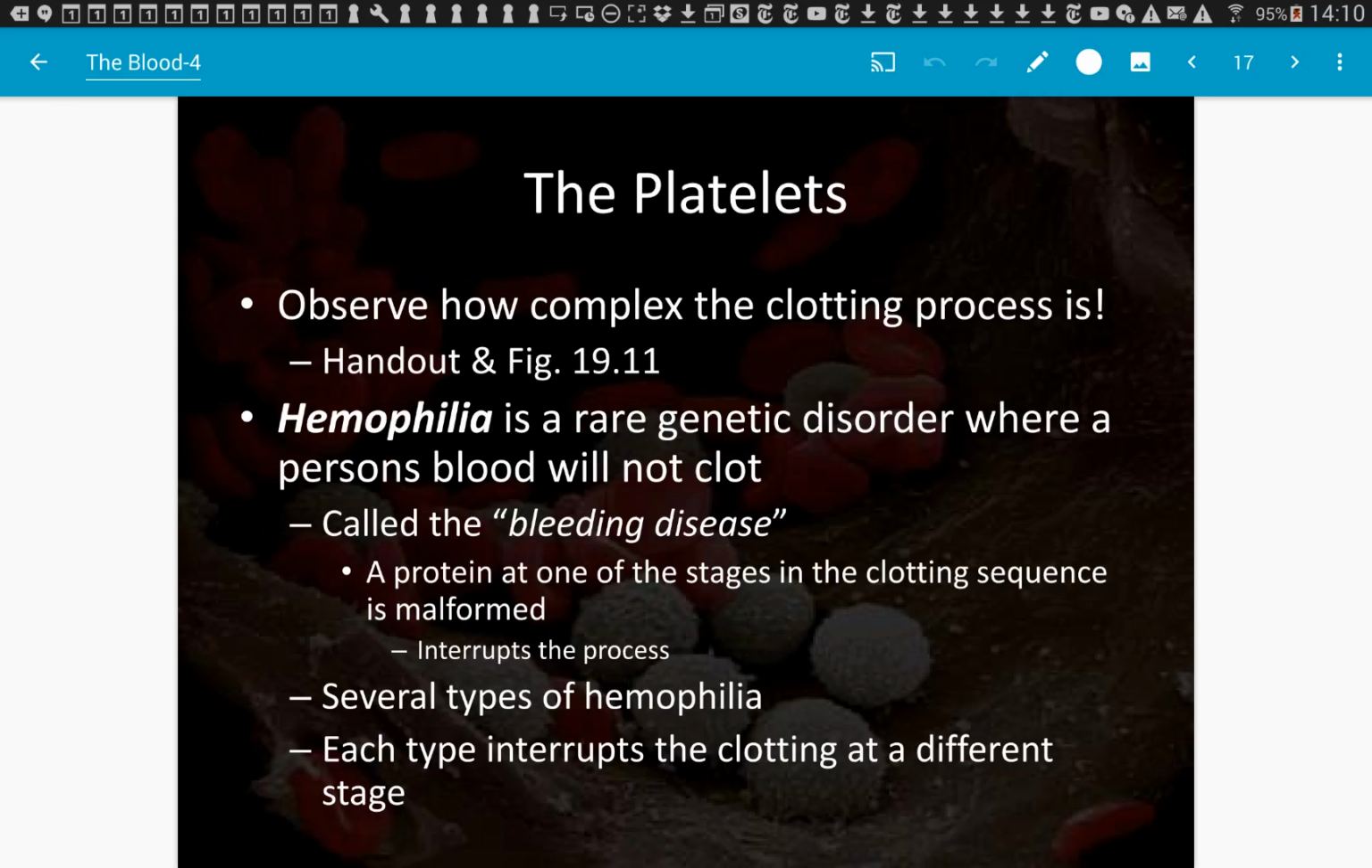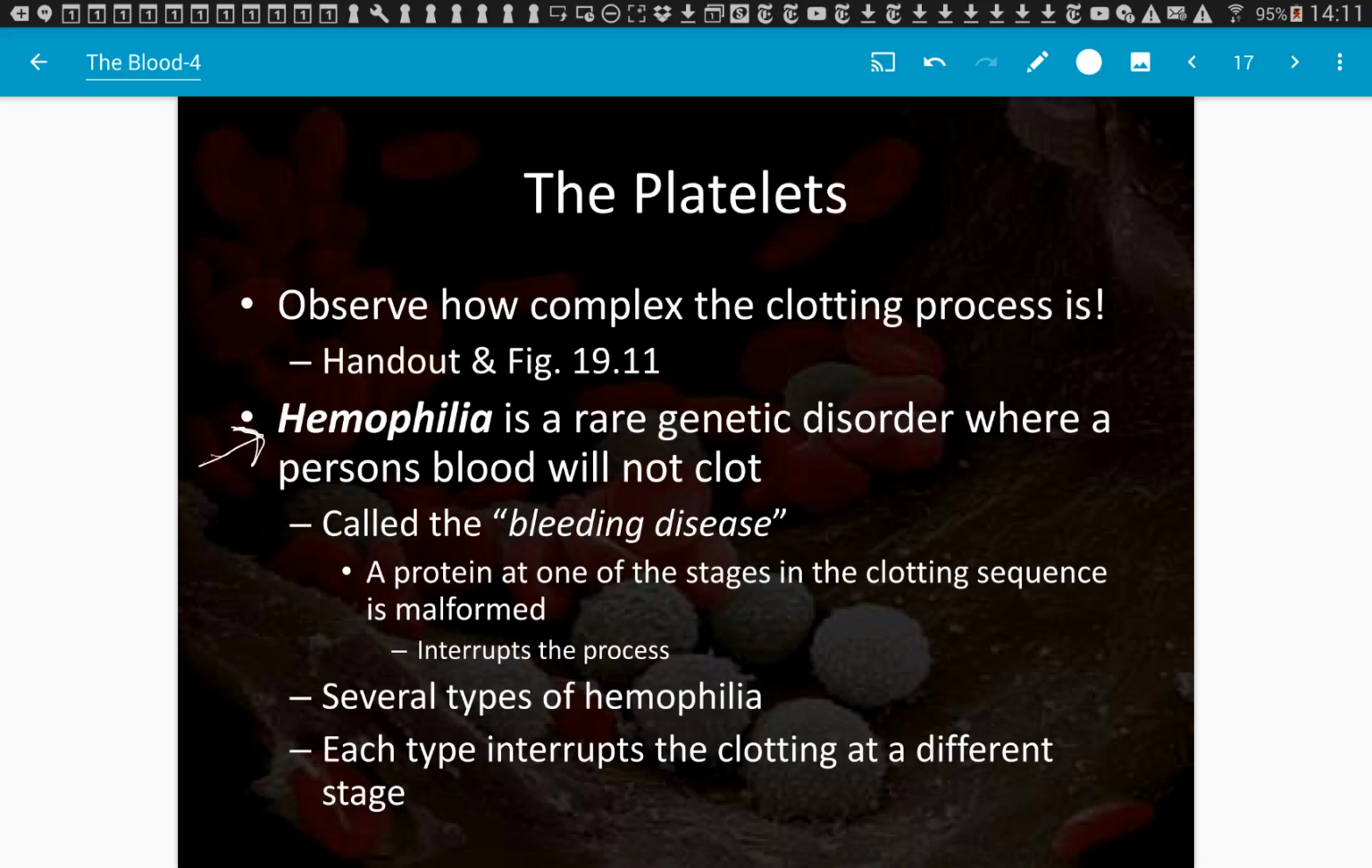Okay, so in one of the handouts provided on Moodle, you have the clotting process and all of the factors involved. You do not need to know all of the factors, but you do need to know that there are many clotting factors involved with the clotting process. And as I mentioned, if any one of those is not functioning properly, it disrupts the entire process and their blood will not clot. So one disorder that deals with a person's inability for blood to clot is called hemophilia.